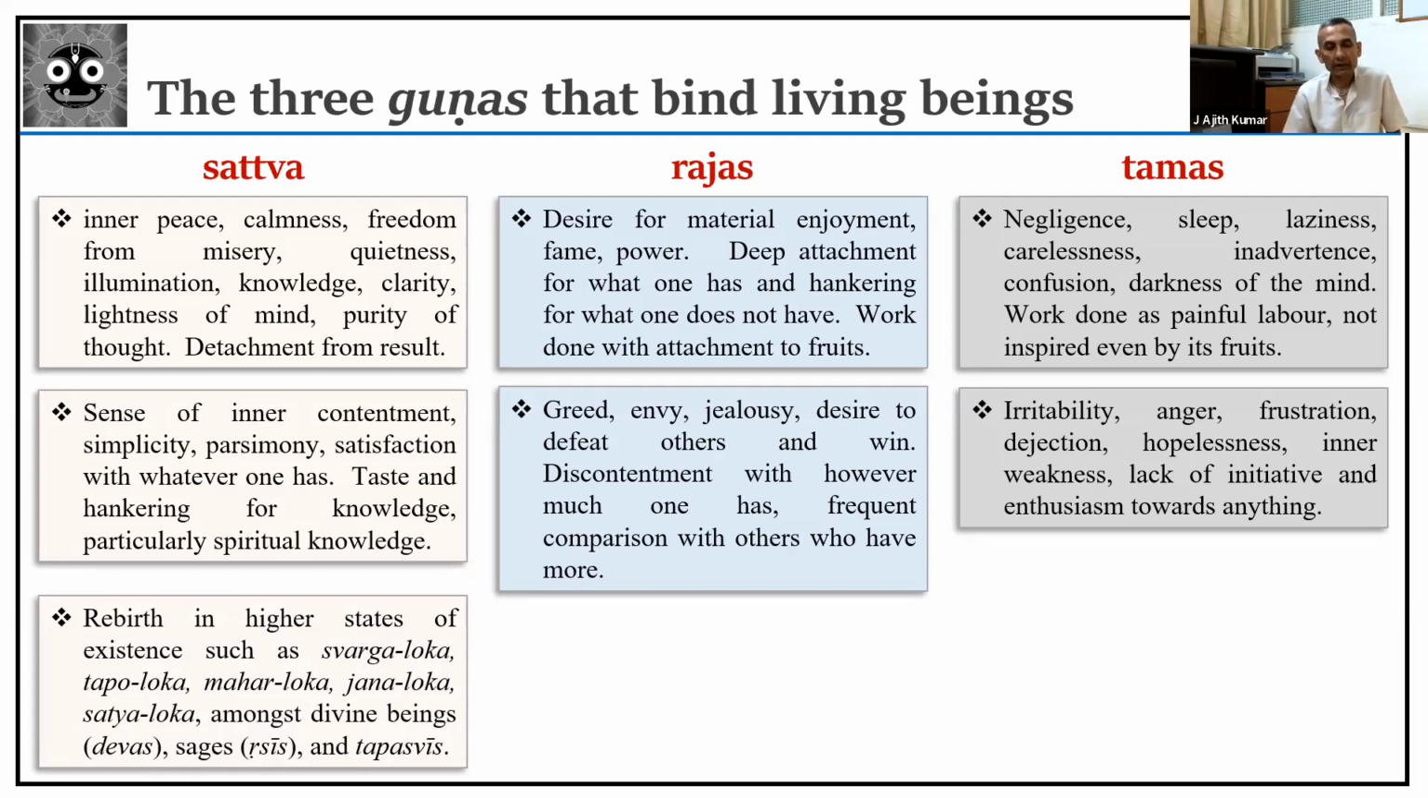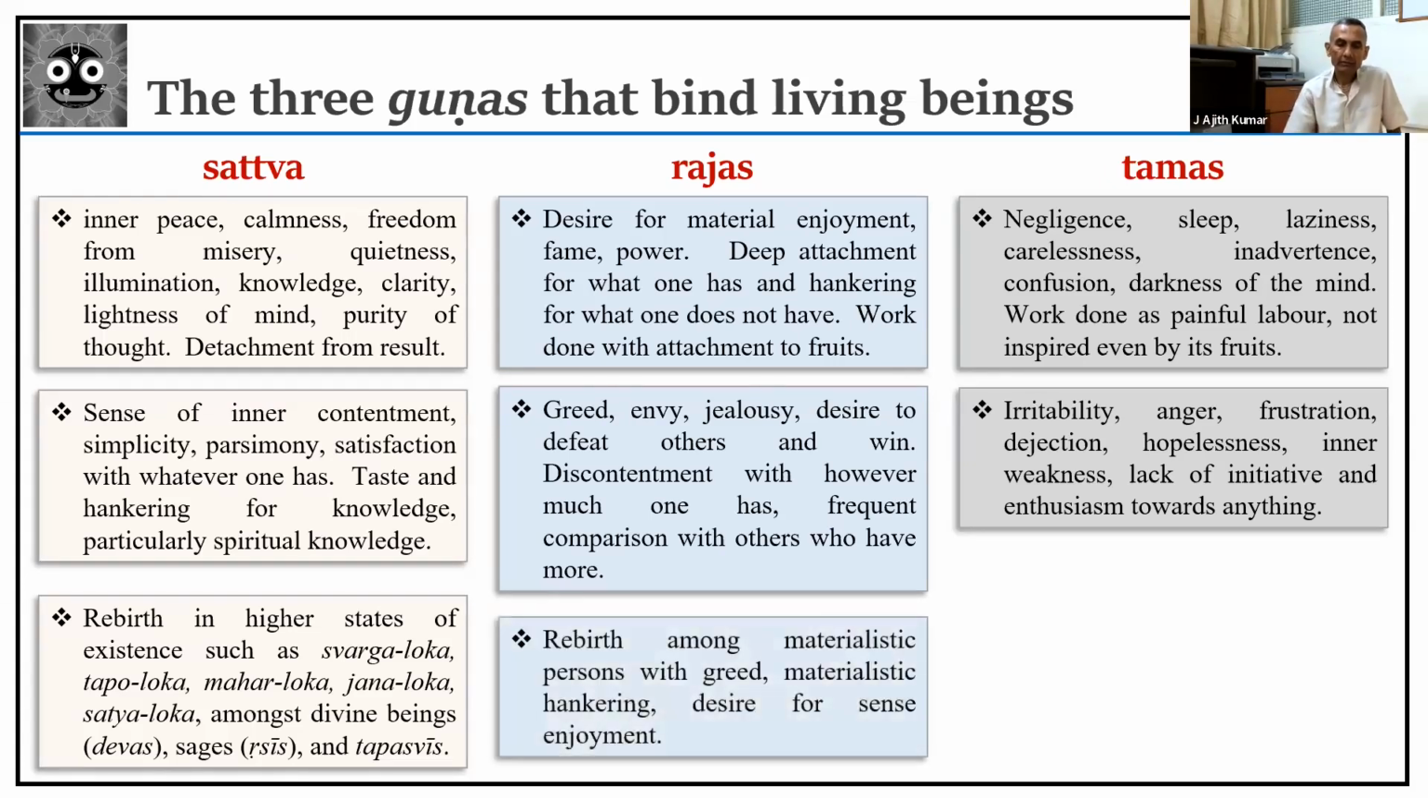in a higher state of existence, such as Svargaloka, Tapoloka. Above the Bhuloka, Bhuvarloka, then we have Svargaloka, Tapoloka, Maharloka, Janaloka, Satyaloka. Satyaloka is where Brahma stays. So you get birth in a higher loka, a higher state of existence among divine beings, where there is a much better state of happiness than on this earth. Devas, the sages, the rishis, tapasvis, etc. They live in such lokas.